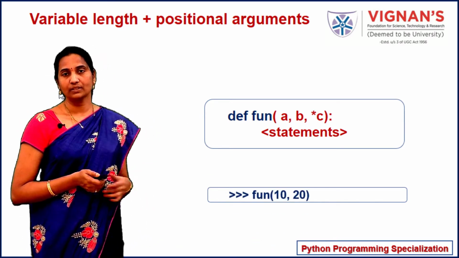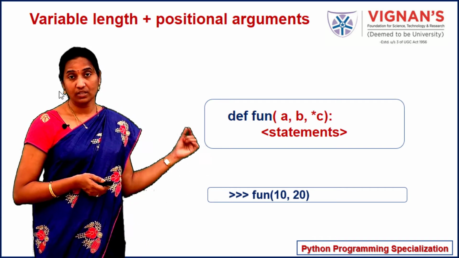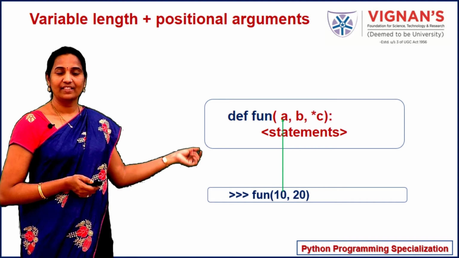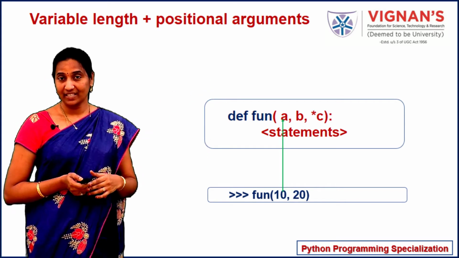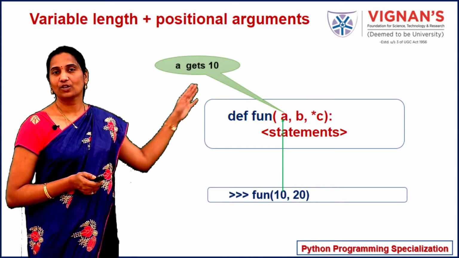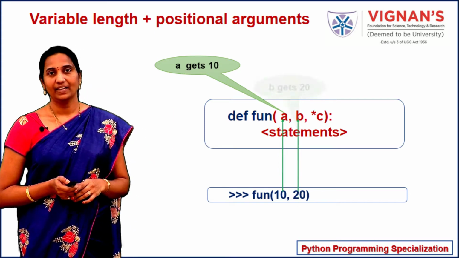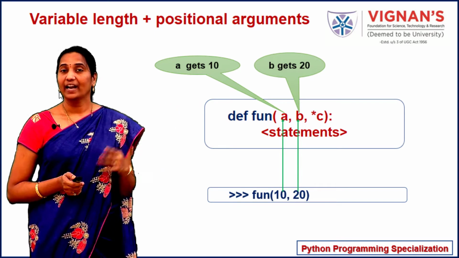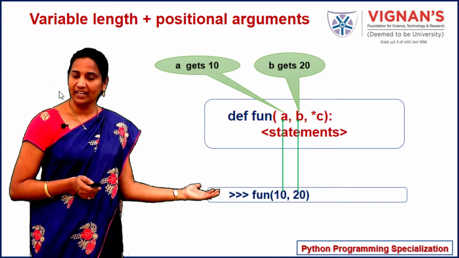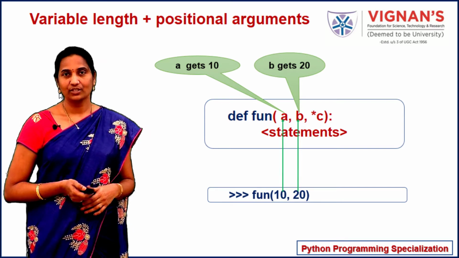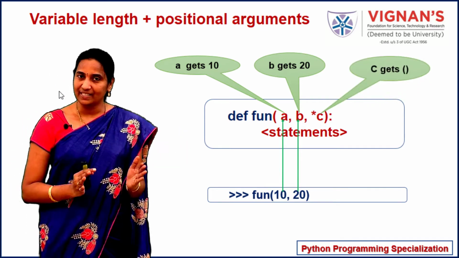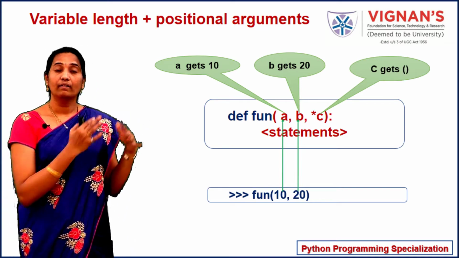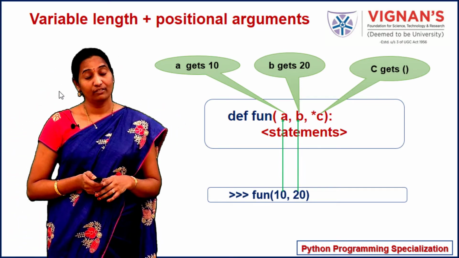So now I am calling this function fun by passing two values 10 comma 20. Now let's see how it works. The value 10 will be copied to the positional argument A, then value 20 is copied to the positional argument B. That's how A is getting the value 10 and B is getting the value 20. And then what about C? You don't have any additional arguments in the function call, right? So that's how C is getting an empty tuple itself. That's how you need not pass any argument when you have the variable length parameter in your function definition.